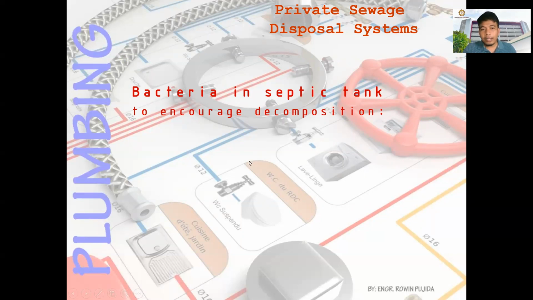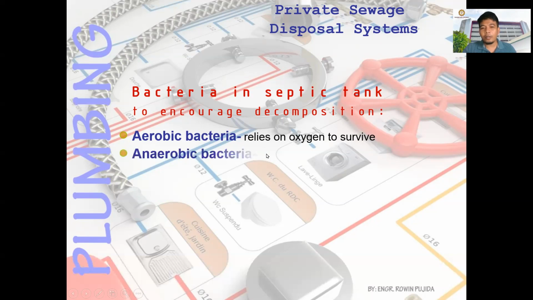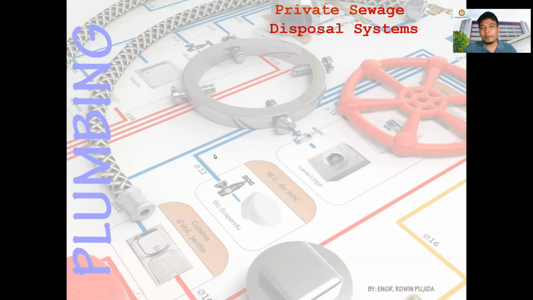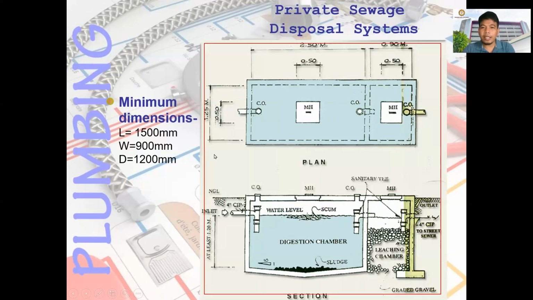By the way, for the bacteria in the septic tank, you have aerobic bacteria, which rely on oxygen to survive, and anaerobic bacteria, which can survive in places without oxygen. Normally, the bacteria in the septic tank are mostly anaerobic. Okay, this is the sample drawing of a septic tank.